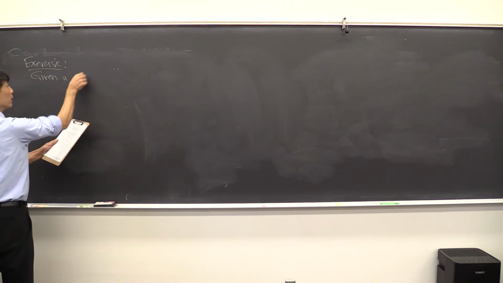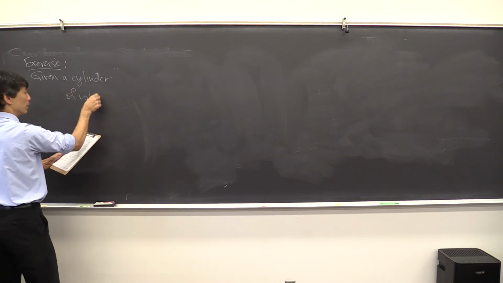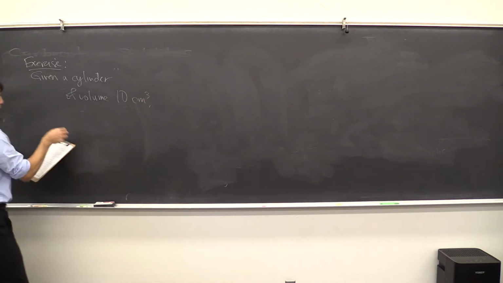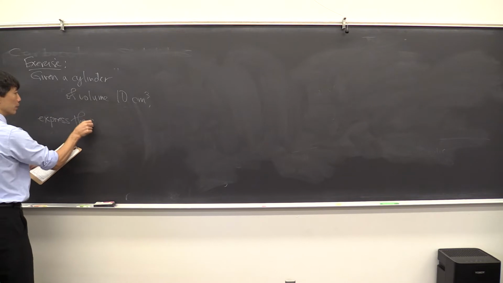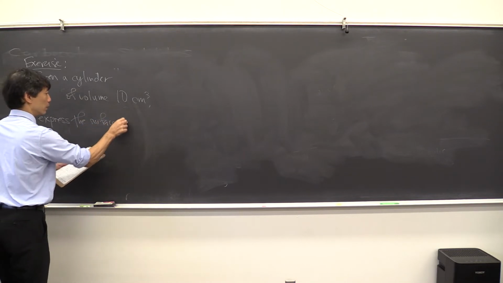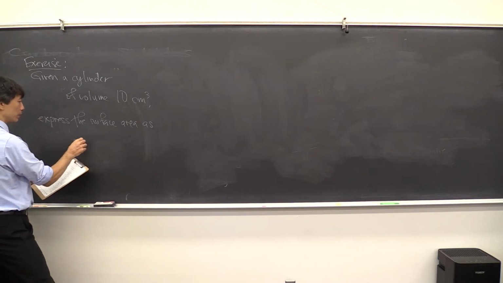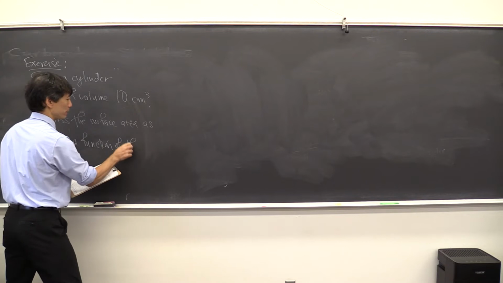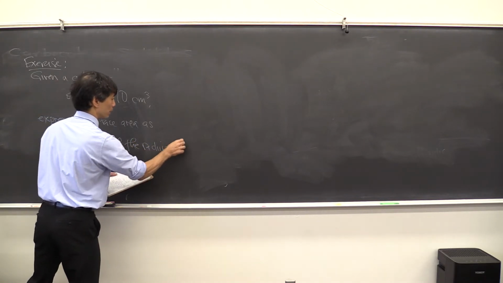Given a cylinder of volume 10 centimeters cubed, express the surface area as a function of the radius of the base.